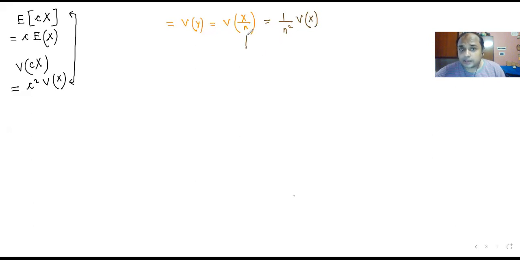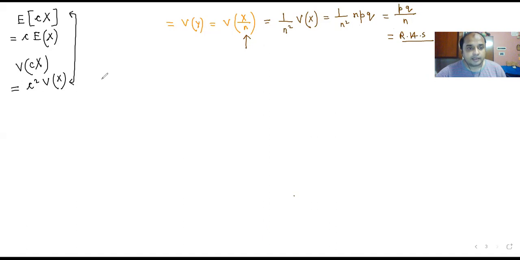We may not know the probability distribution of X by n, but we know the probability distribution of X, and we know it is binomial. So in place of variance of X, we can substitute NPQ, and by simple calculation we are able to show that it is PQ by N, which is the right hand side. Okay, so the first part is proved.